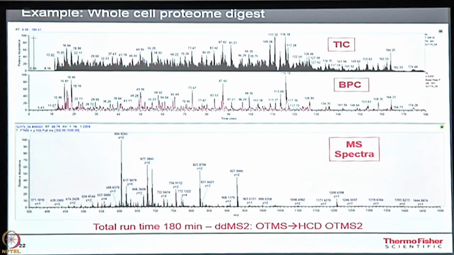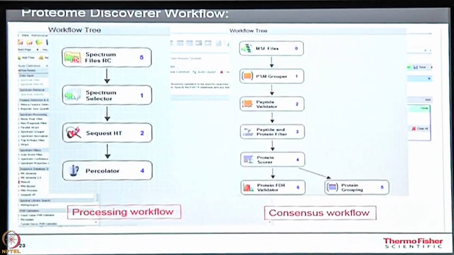Now when we search this data in PD, you have two workflows. One is the processing workflow, where we search the data against the database using Sequest, and after getting the peptides, those peptides may be false positives or false negatives. So you have to validate those peptides. That is done in the consensus step, where we do the peptide validation as well as protein validation, and we will ultimately get the data.